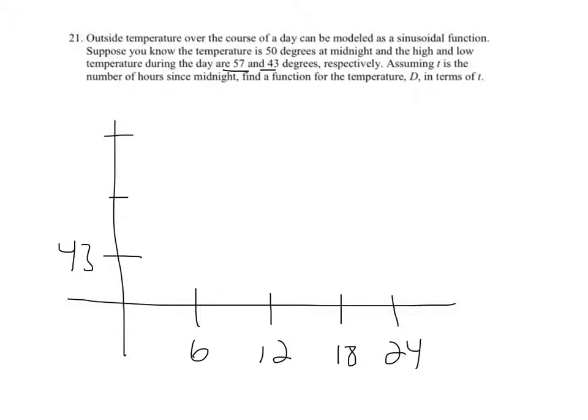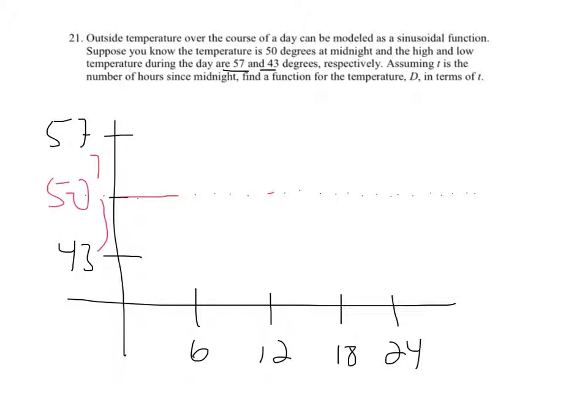The average is in the middle. And I don't know what that average is. They aren't telling me that. But it's going to be the midline of my sinusoidal. And they're telling me the temperature is 50 degrees at midnight. So I'm guessing that's going to be the average. Now the way I can check is that 57 is 7 above, and 43 is 7 below.